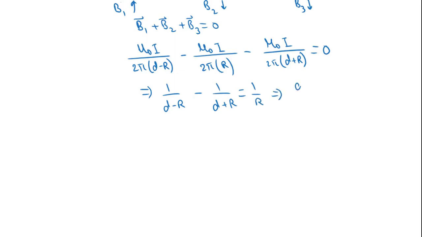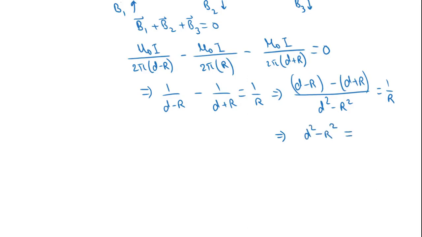giving us d minus r minus d plus r divided by d squared minus r squared equals 1 by r, which gives us d squared minus r squared equals twice r squared. This implies r equals d divided by root 3, and this is our solution.